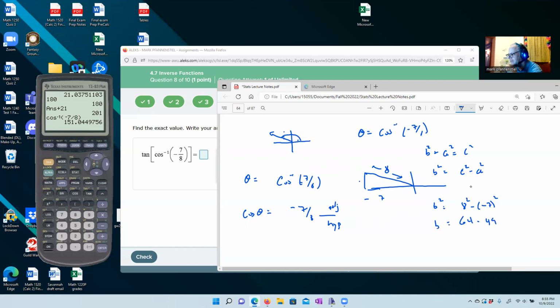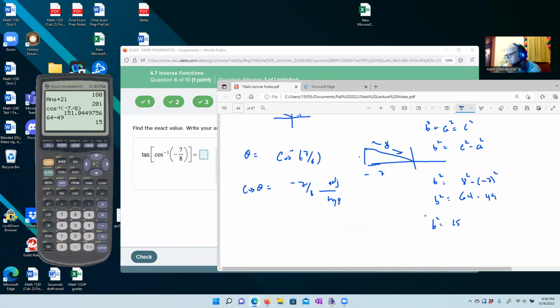I'm not doing that in my head, so we use a calculator to help us out a little bit. It'd be like 34-ish, 24-ish. 64 minus 49. Okay, 15. That sounds good. 64 minus 49 is 15. So b squared, I was way off, is 15. So b is equal to the square root of 15.